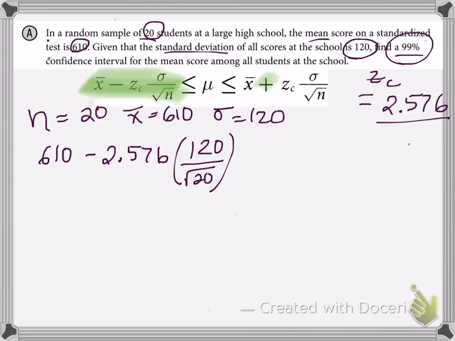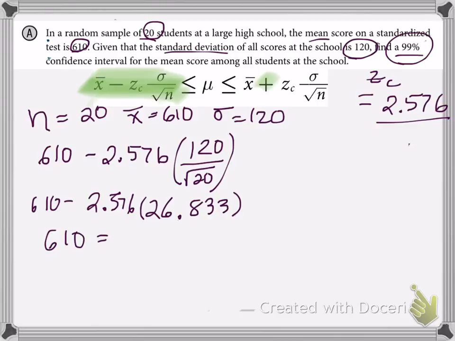Okay. So I'm going to just solve this here. I'm going to do this part first. 120 divided by square root of 20 comes out to be 26.833. And I'm going to times that by the 2.576.